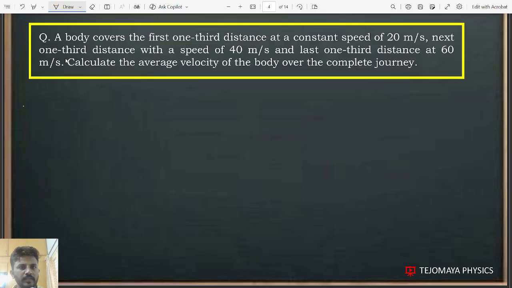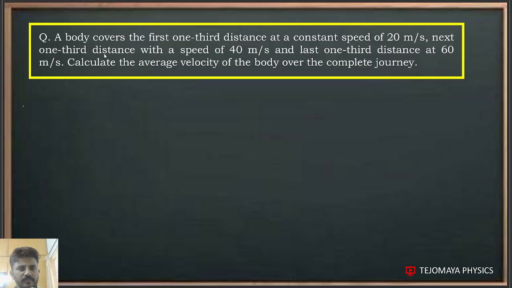Okay. A body covers the first 1/3 of the distance. Let's consider that the body covers 1/3 of the total distance. The total distance is d, and the 1/3 distance is given like this. A body covers 1/3 of the distance at a constant speed of 20 meter per second. So v1, or u1, you can write as 20 meter per second.